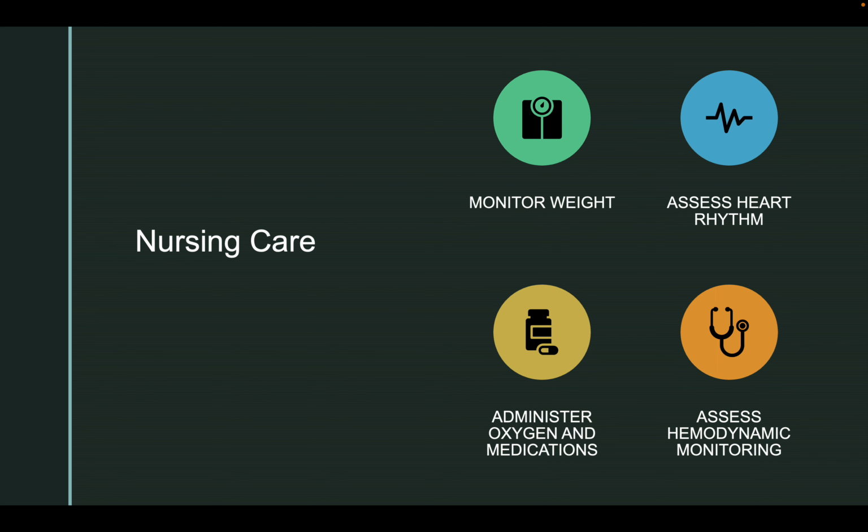So nursing care, what are you going to do about this? You're going to monitor current weight and note any recent changes. We're going to assess the heart rhythm. This can be irregular or bradycardic. You're going to assess the murmur. You're going to administer oxygen and medications as prescribed, assess the hemodynamic monitoring, and maintain fluid and sodium restrictions. And then you're going to assist the client to conserve energy, because remember when we talked about all of those, fatigue is one of the huge things, and you're going to help with conserving energy.